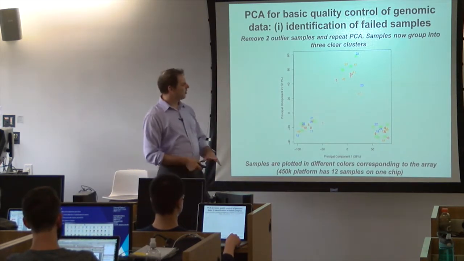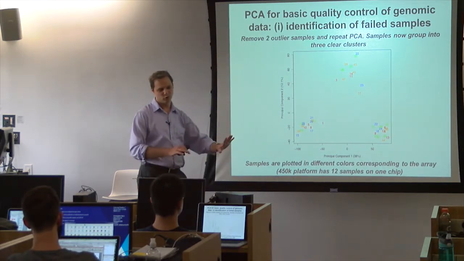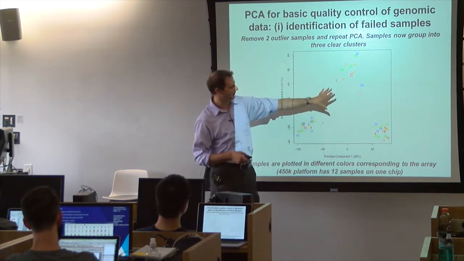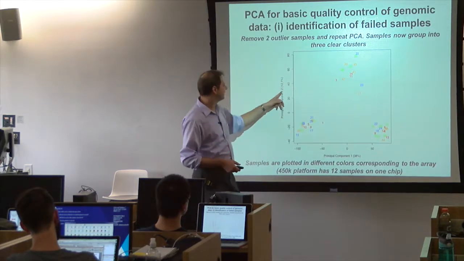Remake the same PCA plot, but now, after removing those 2 people and focusing on what we think are the 46 good quality samples, we now get 3 clear clusters in our group. Now PC1 explains 38%, PC2 is 12%.